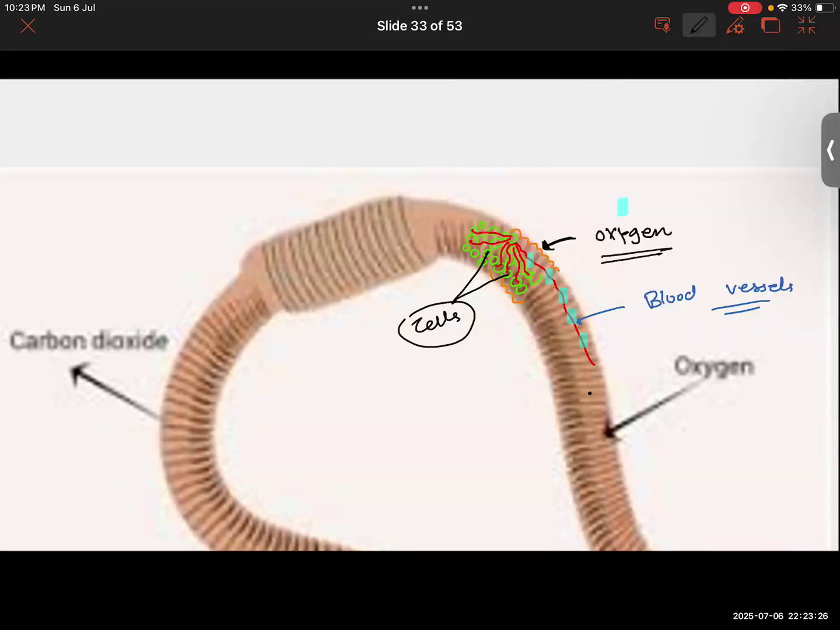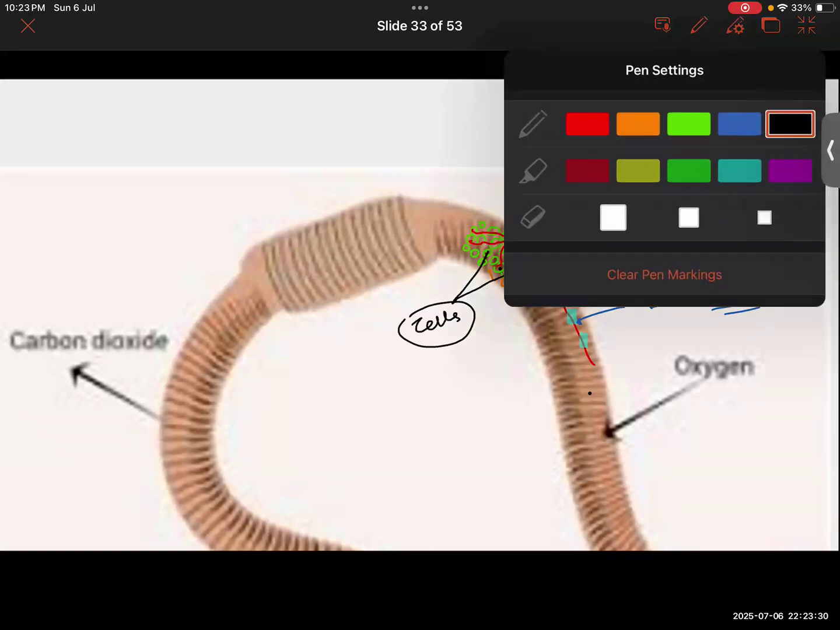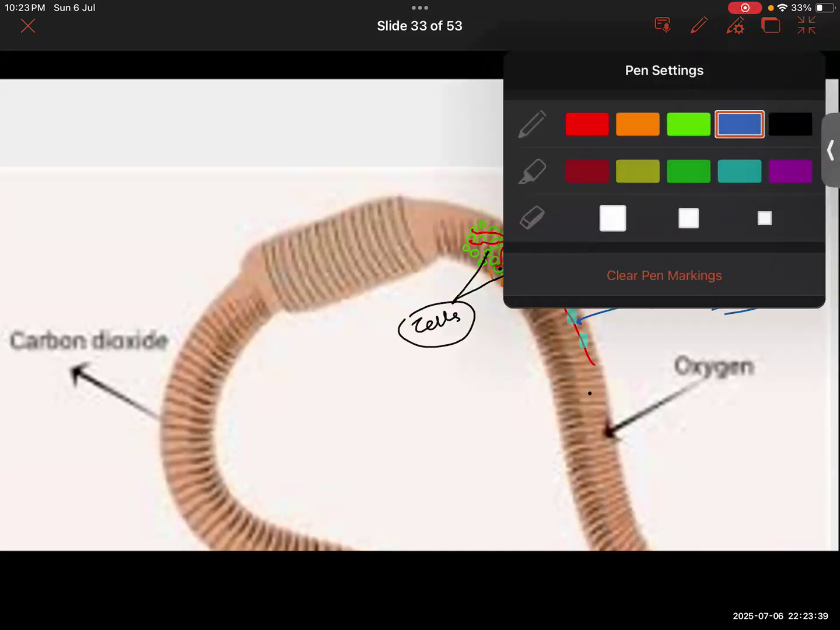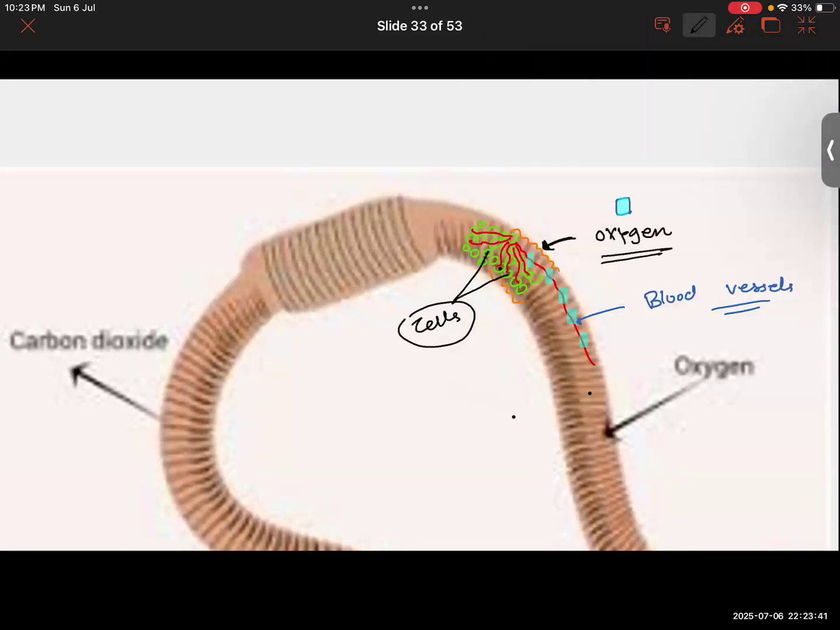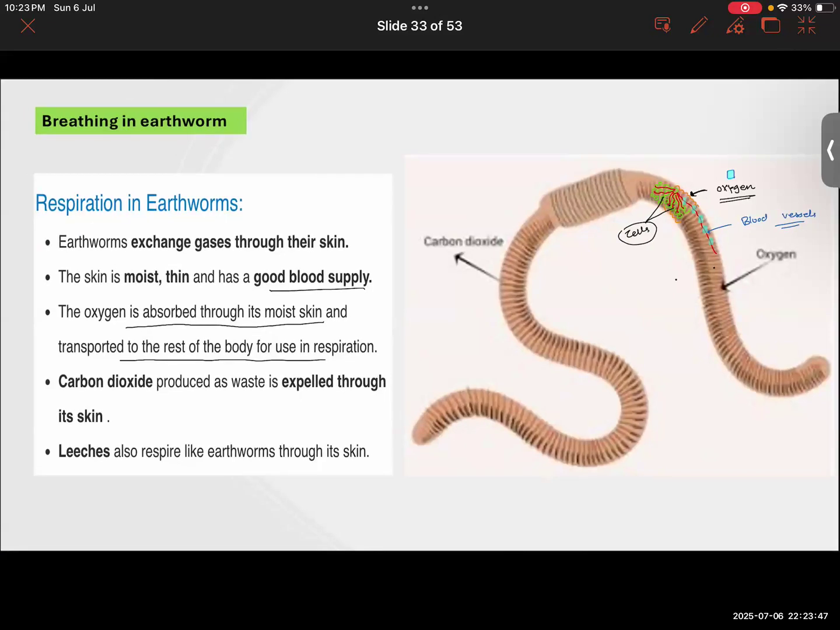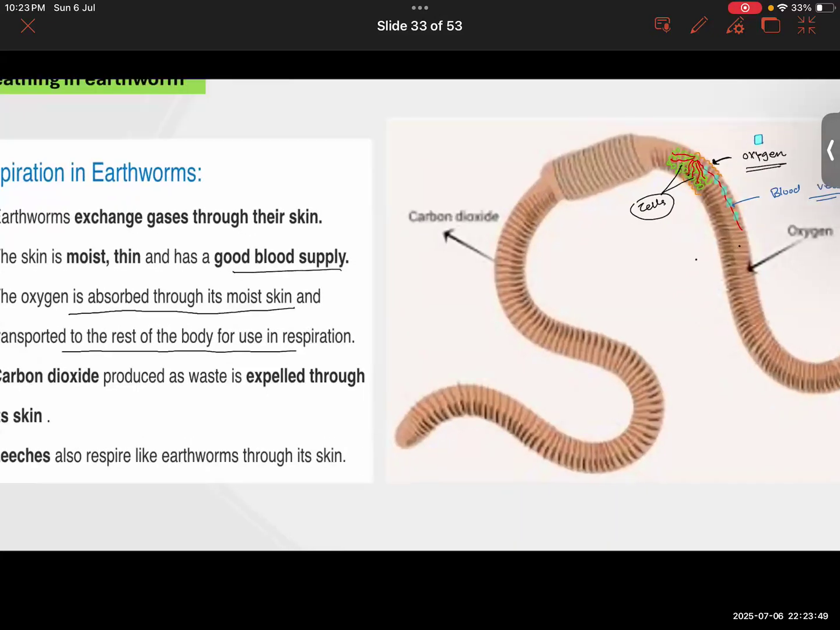The one that you see here, again, is the blood vessels. And what the blood vessels will do, they will carry the oxygen to the cells. Got it, everyone? Yes, sir. And within the cells, what will happen? Respiration will happen.